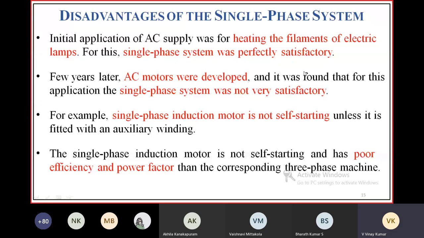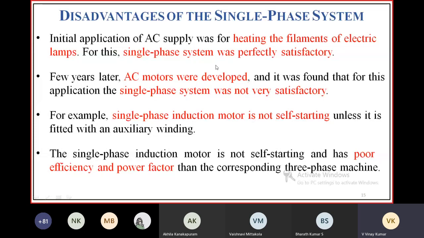the disadvantages of the single phase system. Initial application of AC supply: normally, for home appliances we can use a single phase system. A single phase system is very much enough to operate home appliances. So we have plenty of applications. Only for domestic appliances, a single phase system is required.